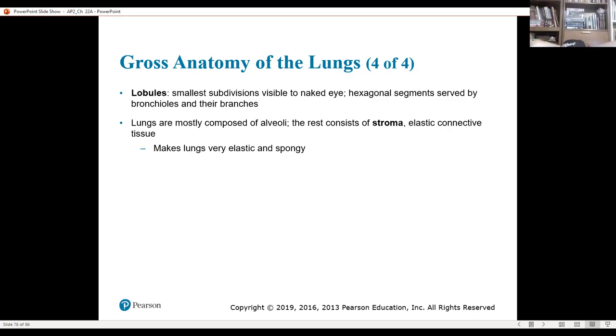Lobules look a little like a honeycomb because they're hexagonal, and they have bronchioles and their branches. Lungs are mostly alveoli. Anything that's not, we would call the stroma. They have elastic connective tissue. I told you it makes the lungs very elastic, stretchy, spongy. If you inflate a lung and then you take the pressure away, the lung will shrink back to its normal size, pushing the air out. That's what happens with every resting breath, every tidal breath that you take.